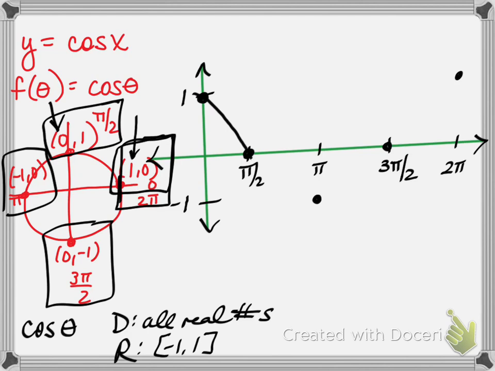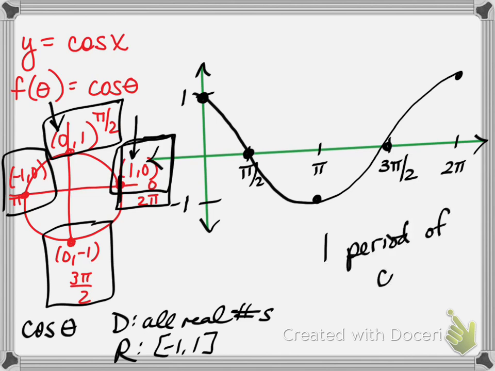So cosine looks like that. That's one period of the cosine function. And the period of cosine is 2 pi.